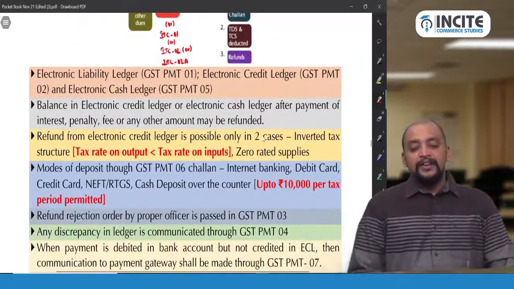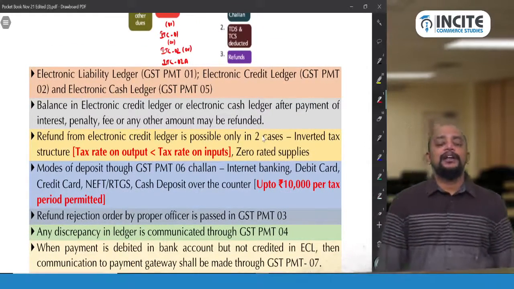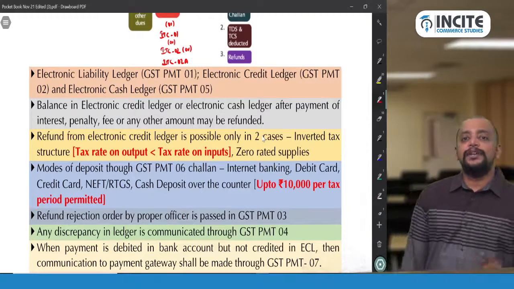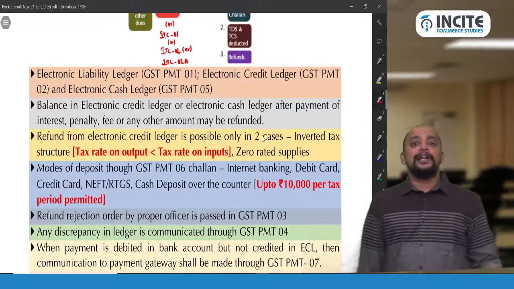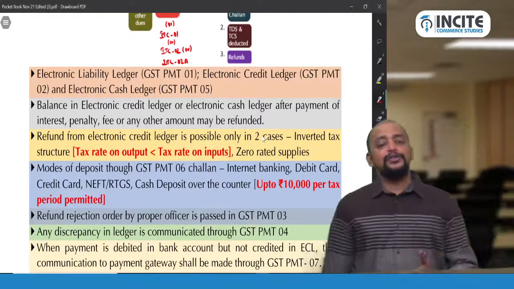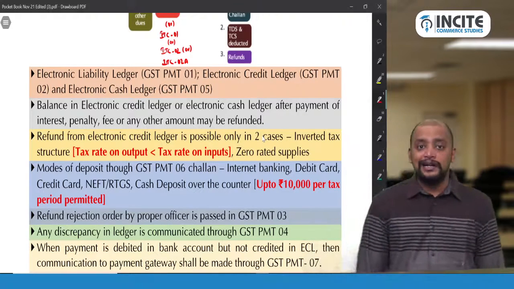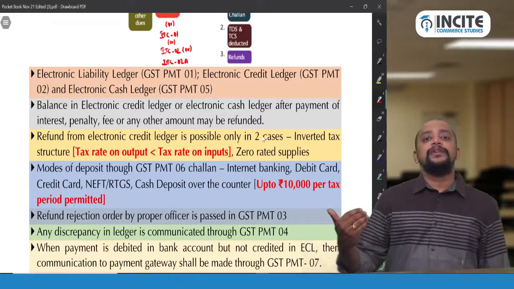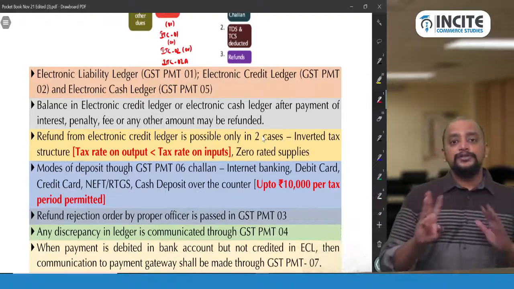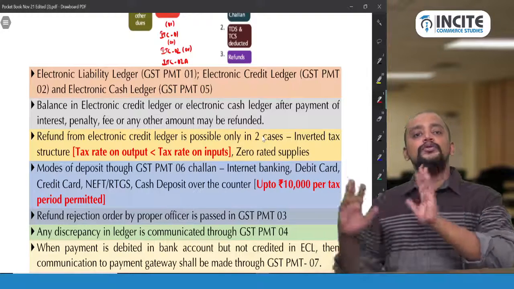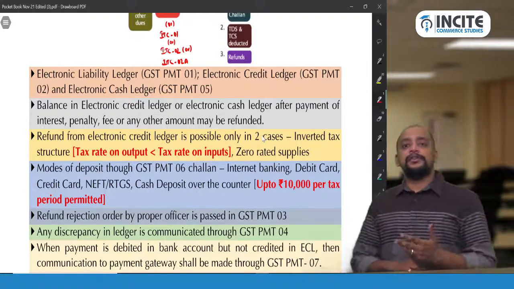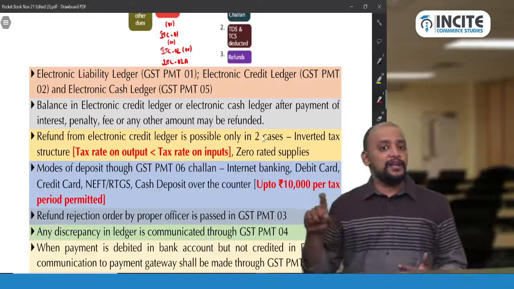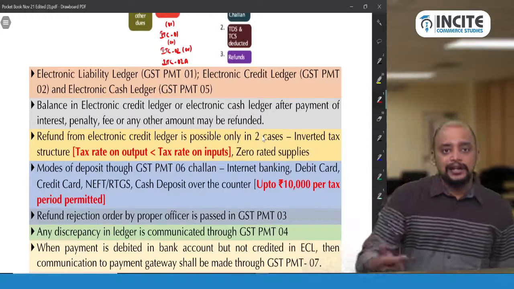And then form numbers you need to remember here. Mainly this is useful for MCQ purpose. So there is PMT1. PMT1 is the electronic liability ledger, PMT2 is the electronic credit ledger, PMT5 is the electronic cash ledger, and PMT6 is the payment challan. So three ledgers, 1, 2, 5. The deposit challan will be PMT6.